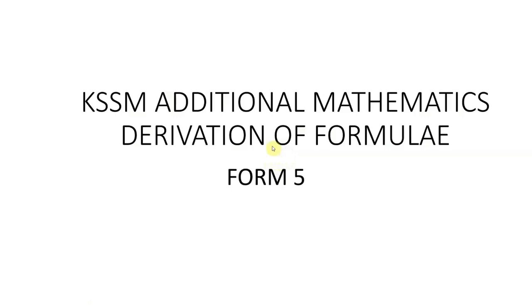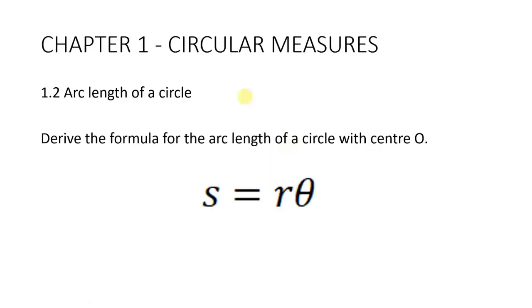Hello everyone, in this video we're going to learn how to derive the formulas in Form 5 Additional Mathematics. We start off with Chapter 1, Circular Measures, where in subtopic 1.2, arc length of a circle, we learn how to derive the formula for the arc length of a circle with the center O.